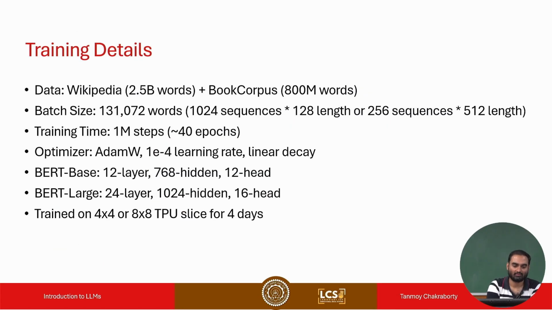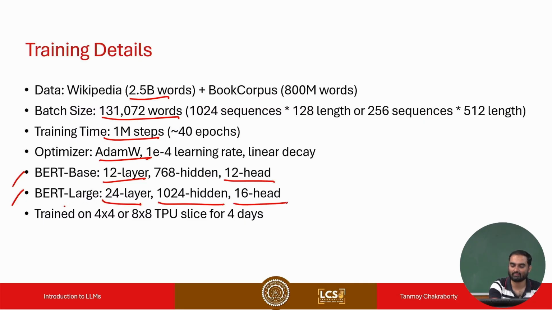Some of the details of BERT. Data set was 1.25 billion word tokens, Wikipedia and BookCorpus, batch size, training time, Adam optimizer. BERT was released with two versions. The first version was 12 layers with 768 hidden dimension, this is the dimension of the hidden states, and 12 heads. And BERT large: 24 layers, 1024 hidden state and 16 heads.